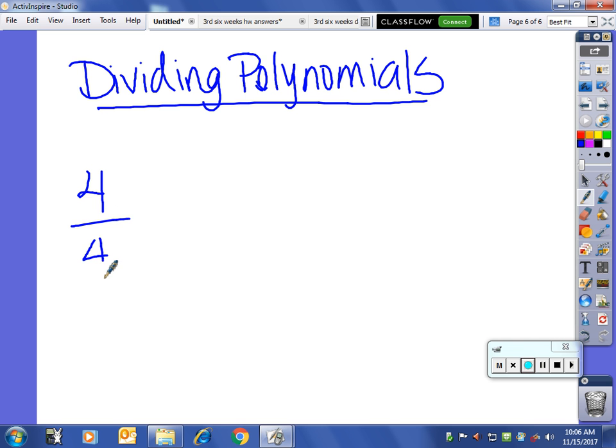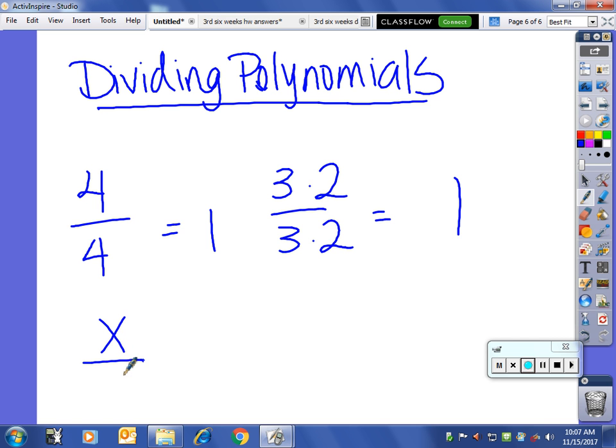Okay, for example, what's 4 over 4? 1. What is 3 times 2 over 3 times 2? 1, right? What's x over x? Not 1x. It's just 1. What would x squared over x squared be? 1. So my point here is if you have the exact same total on your numerator as you do on your denominator, what's your answer always going to be? 1. So keep that in mind when we think about our exponent laws.